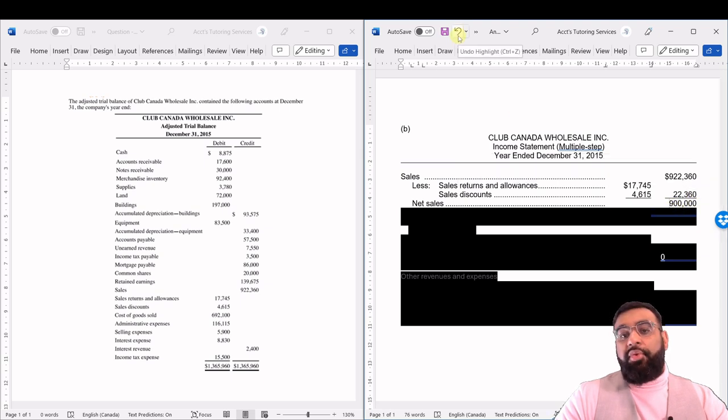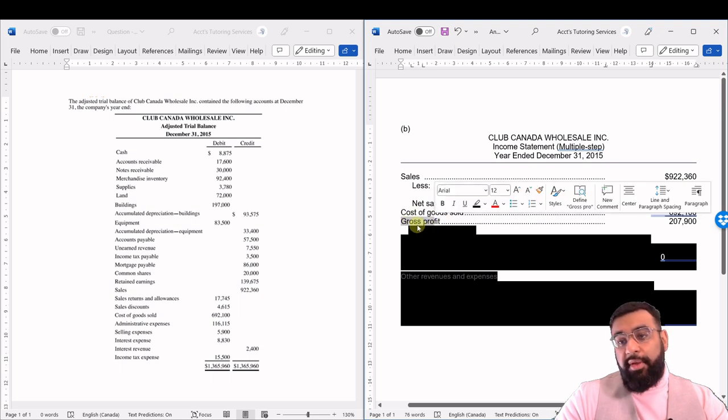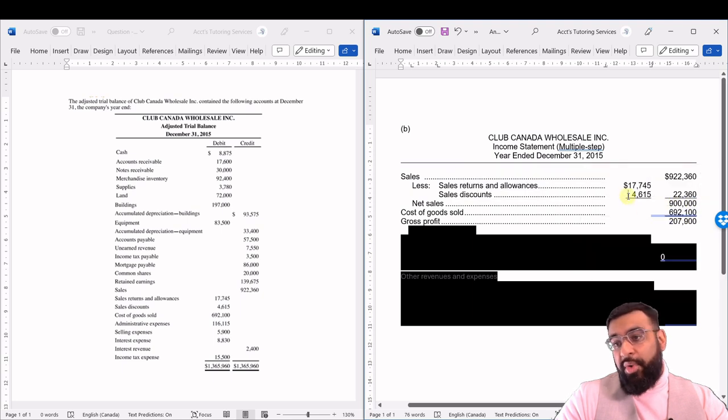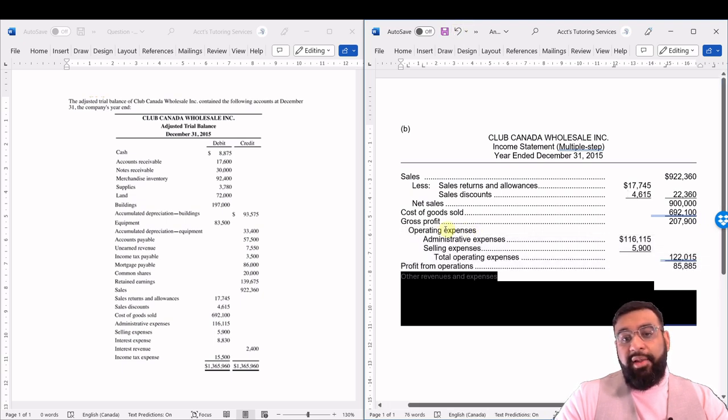So that's step number 2. Step number 3 then is calculating the gross profit. Simply put, the gross profit is net sales minus cost of goods sold. So once again, the formula to calculate gross profit is net sales minus cost of goods sold, which gives us gross profit. So 900,000 minus 692,100 gives us 207,900.